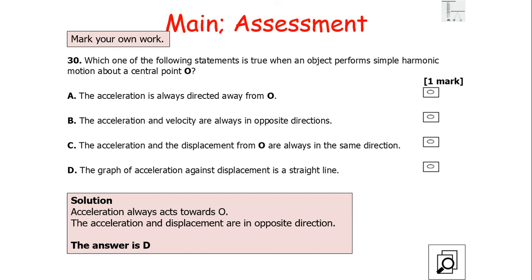So is it always directed away from O? No, it's acting towards it. The acceleration and velocity are always in opposite directions? No, that's the acceleration and the displacement. The acceleration and the displacement from O are always in the same direction? No, they're not. They're in opposites. And the graph of acceleration against displacement is a straight line. Well, yes, it would be.